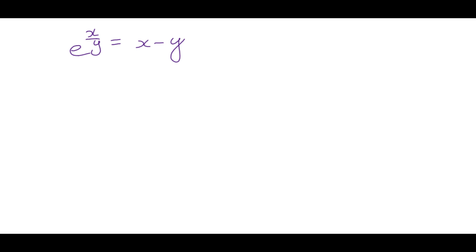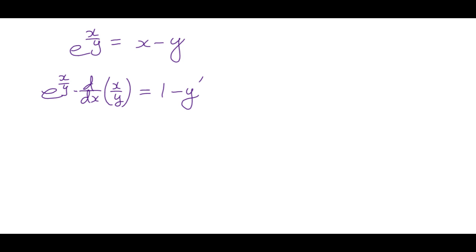So we take the derivative with respect to x of both sides. How much detail do we want? Well, it's e to the x over y, because the derivative of e to the something is just e to the something, times the derivative with respect to x of x over y, equals 1 minus y prime. I'm just doing the derivative with respect to x of each of the terms, and the right side is easy. It's just 1 minus y prime.